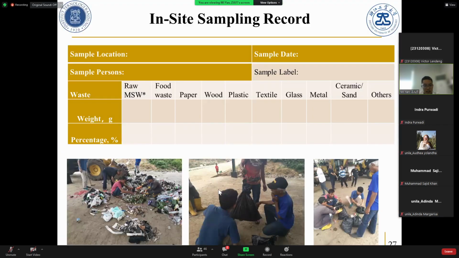So at the site, we have to make a clear record. How much the weight is for the waste, how much paper, wood, textile, right? Glass, metal, sand, and others. So you have to make it clear, of course, the location, who, the sample data, and the sample label. So what is the name? So this is Bandung landfill. So you shall make a record like this.